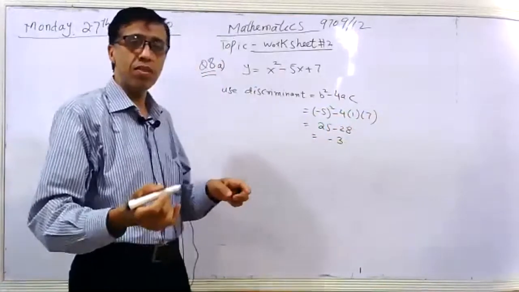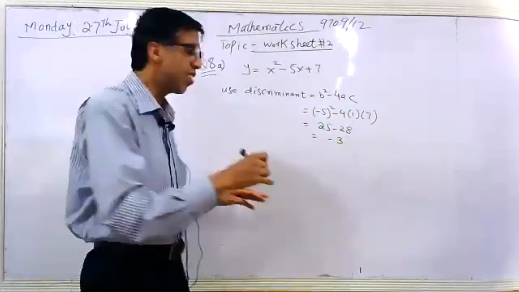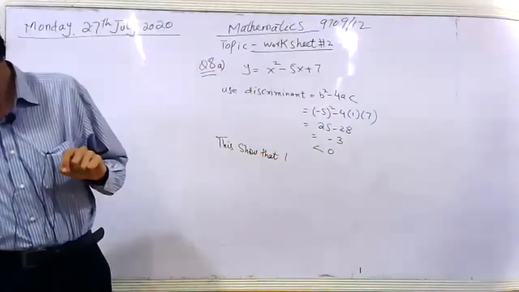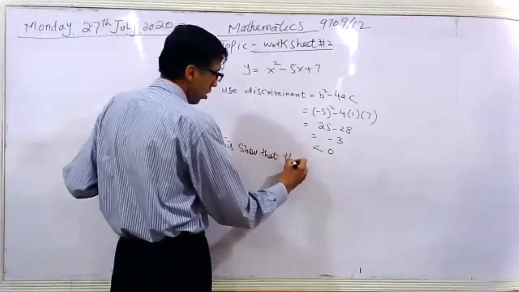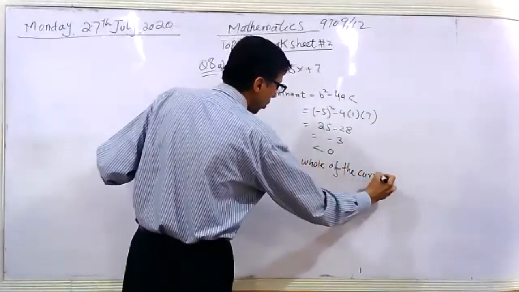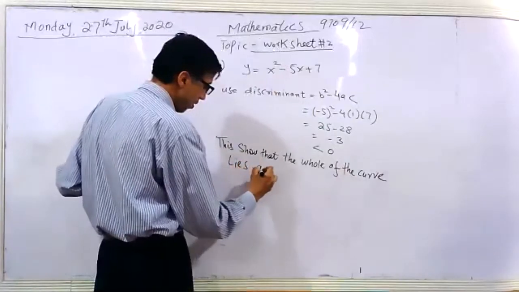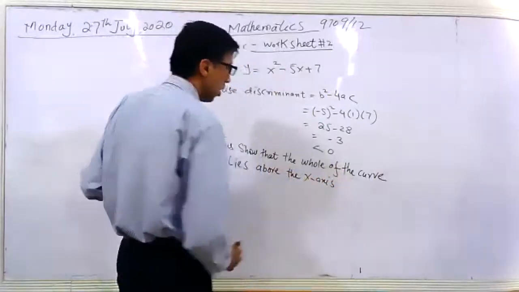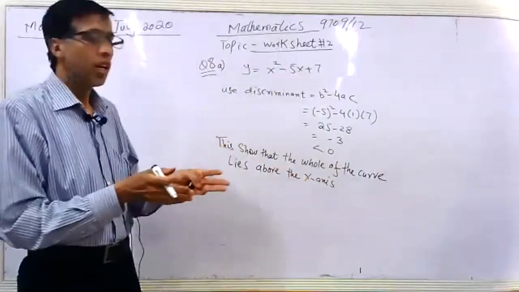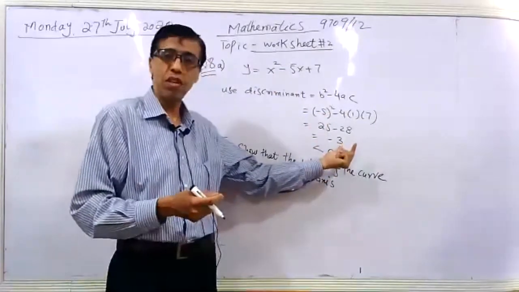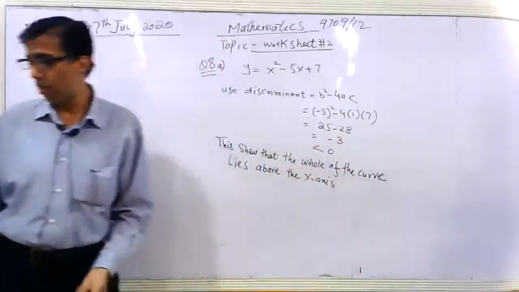Now my answer comes less than 0. This is less than 0, and this shows that the whole of the curve lies above the x-axis. In this part, we have to show that my answer should come less than 0, and we have proved my answer comes less than 0, then it means the curve lies above the x-axis.